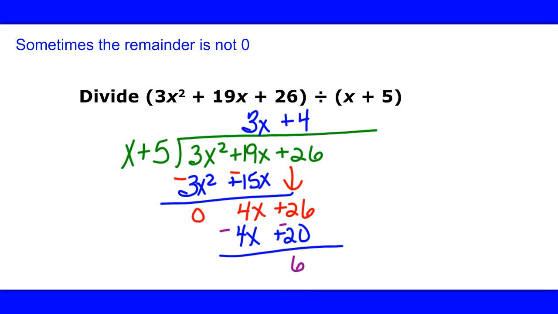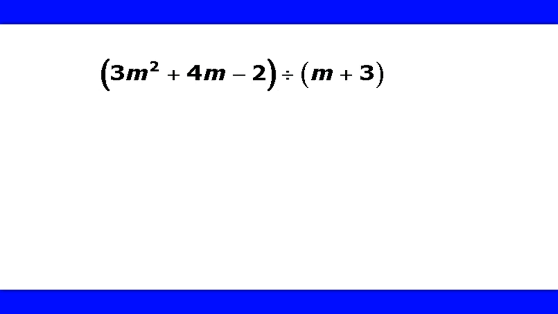Take your remainder, which in this case is a positive 6, and put it over our divisor, which is x plus 5. Okay, so that's how it looks when you have a remainder. Go ahead and try this one.